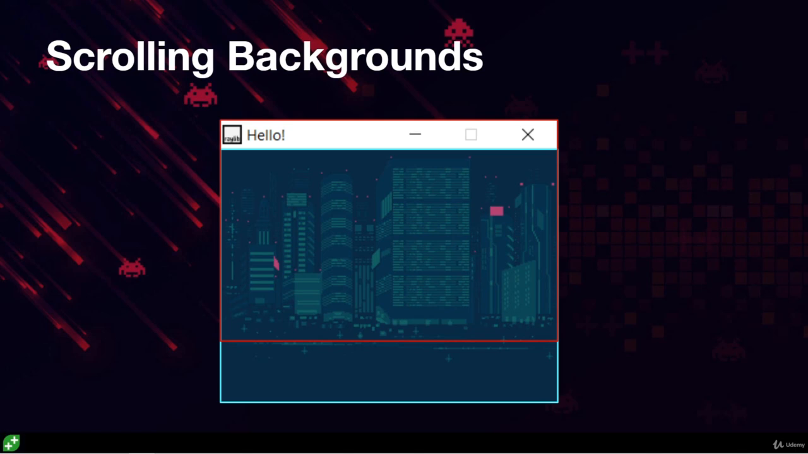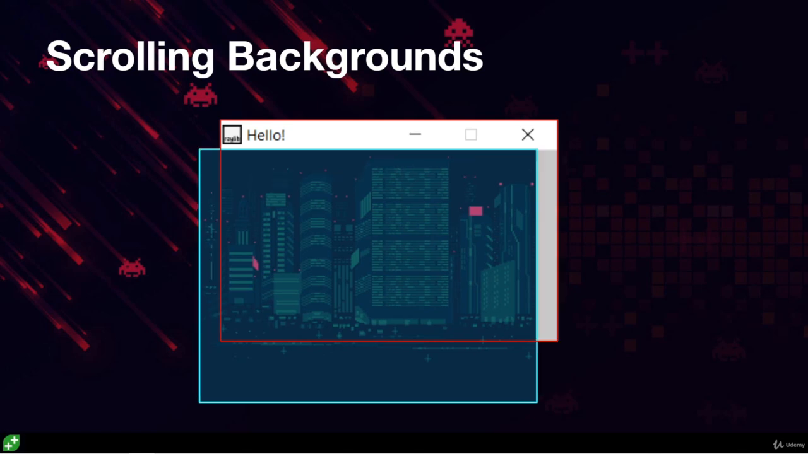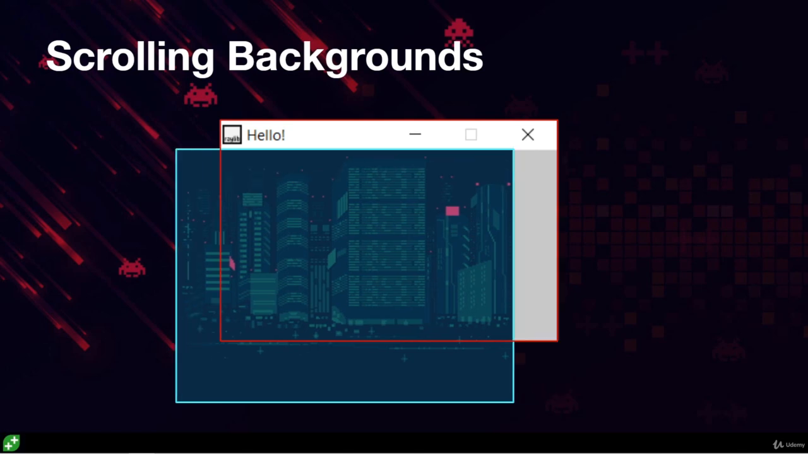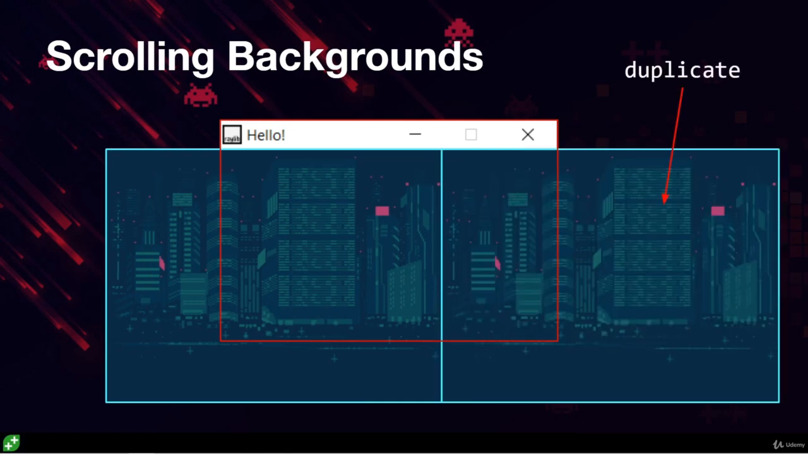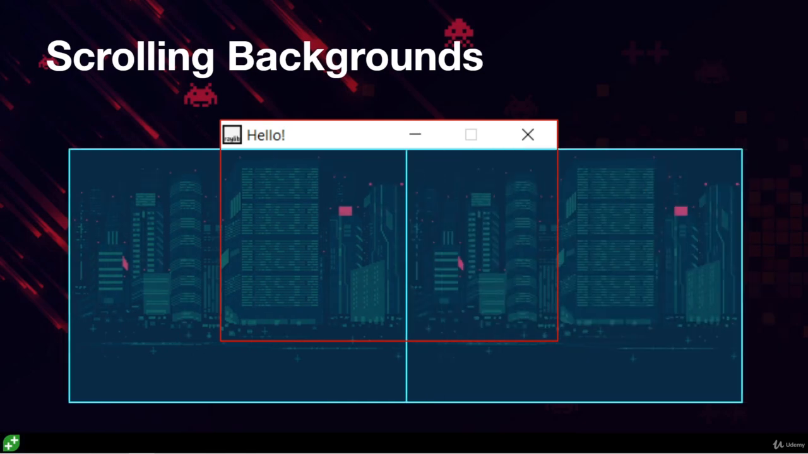Now, if we change that X and scroll it to the left, then our image will continue to scroll, but we'll have some empty space here. So we're just going to end up seeing white as we scroll the image to the left. For this reason, we can draw two images. So we'll have a duplicate here, so we're constantly drawing two images at any given point in time.